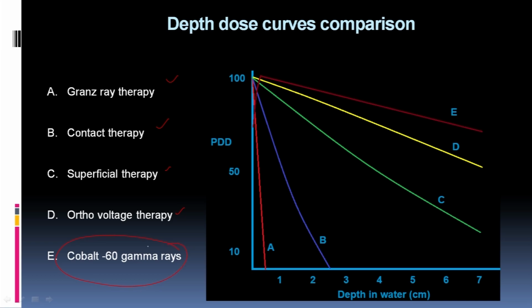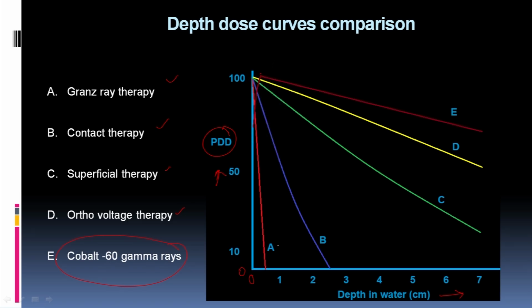Now if you see this, first we will describe the curve. We mention the percentage depth dose along the Y axis, and we mention the depth in water along the X direction. So this is the 0 depth. At 0 depth there is 100% dose.